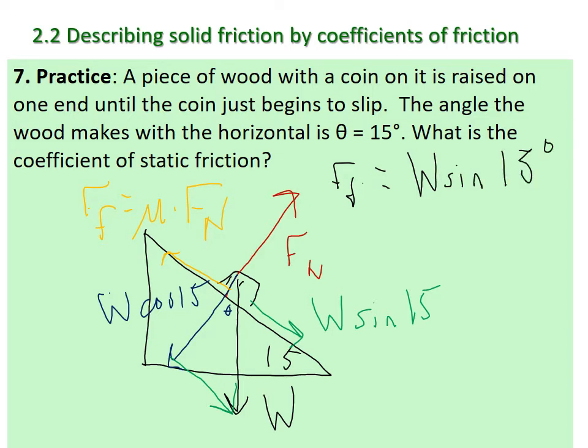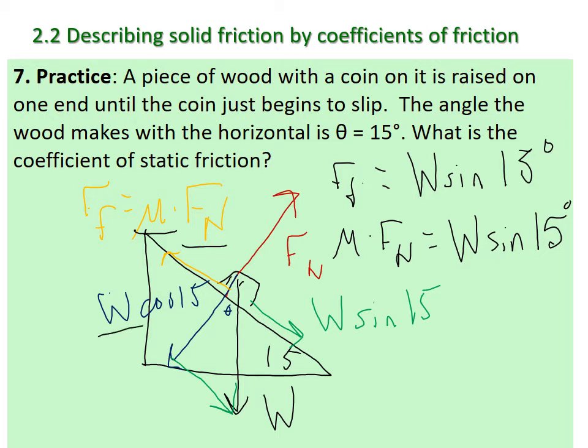Now, what else does force of friction equal? Force of friction also equals mu times normal force. So let me substitute mu times normal force for the force of friction. Mu times normal force equals W sine of 15 degrees. So far, so good. Now I can further replace my normal force with this W cosine of 15 degrees.